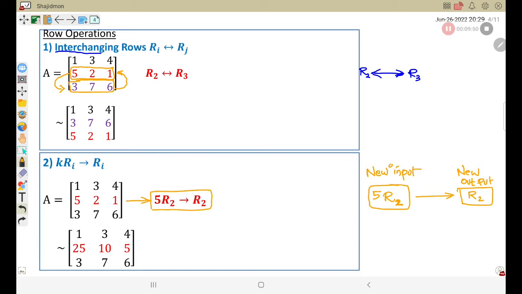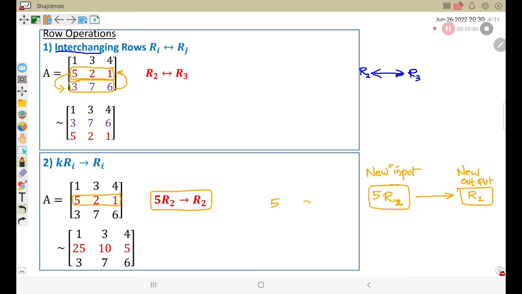Straight to that row. Which row are you changing? Straight to that row, always write the operation. 5R2 gives R2. So what you will do: see the original matrix, the A matrix. In the second row, you need to multiply the complete row by 5. So, for example, 5 multiply 5.